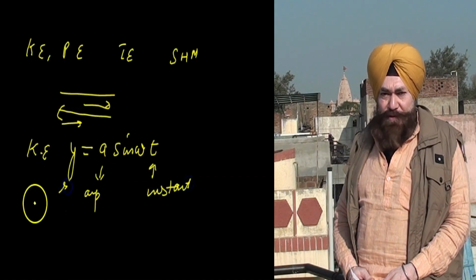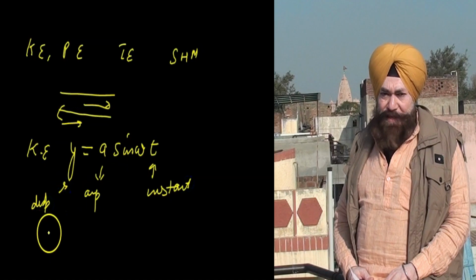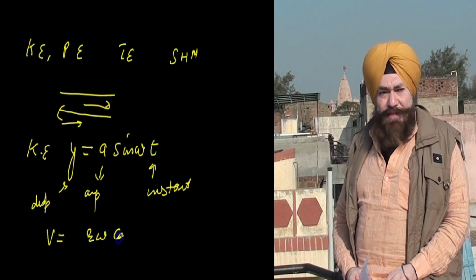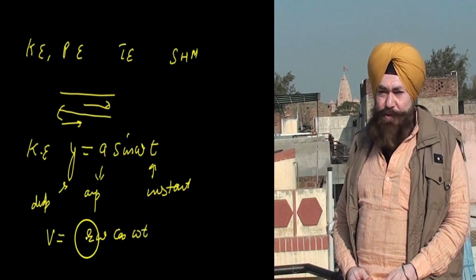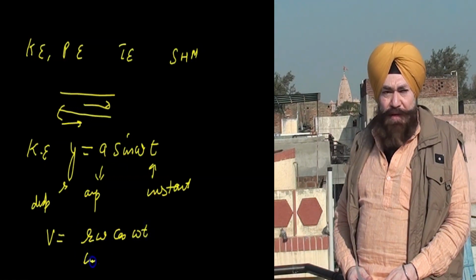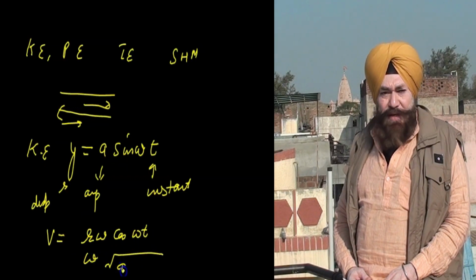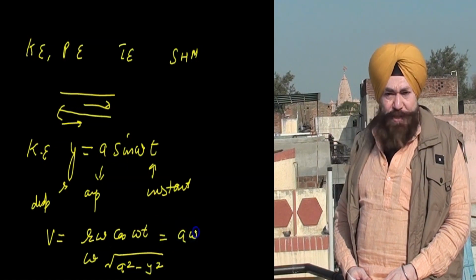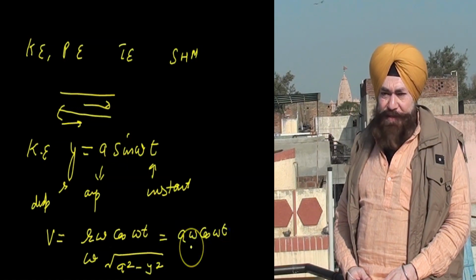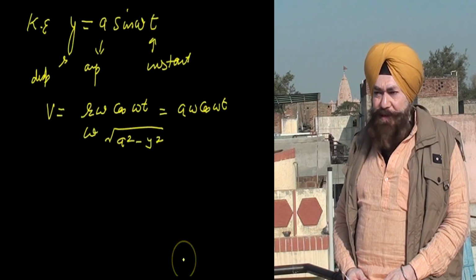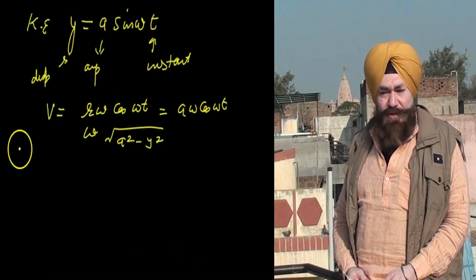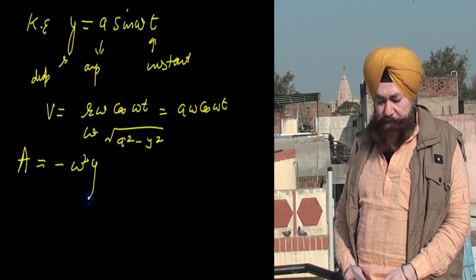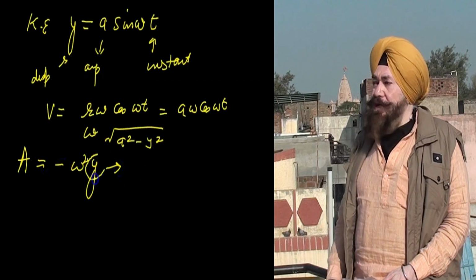The second formula you have to remember is that of the velocity, which equals a omega cos omega t, or otherwise it is also equal to omega under root of a square minus y square. Remember, a is the amplitude here. The third formula is the acceleration of a particle which executes SHM. Its expression is acceleration equals minus omega square y, where y is the displacement.